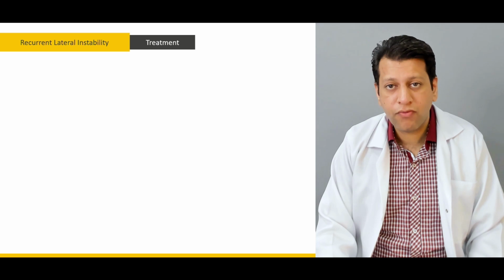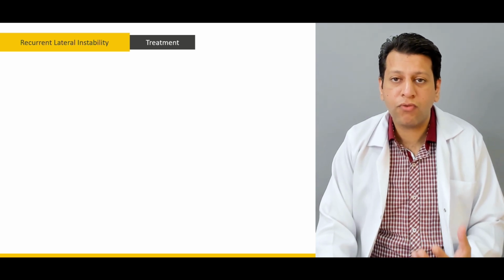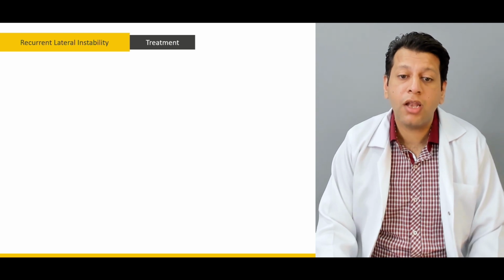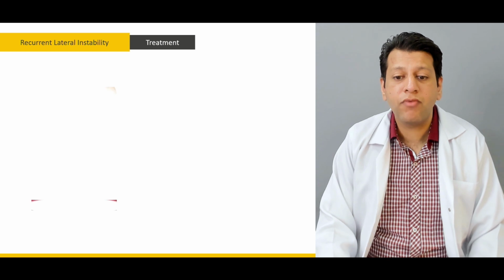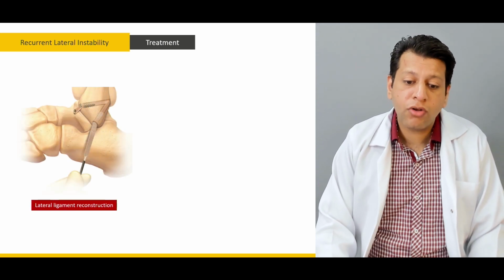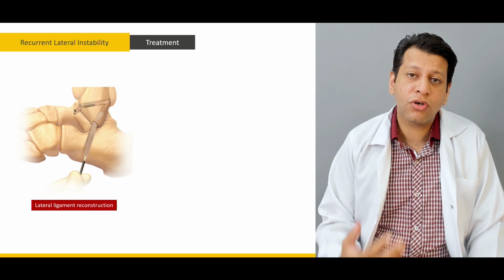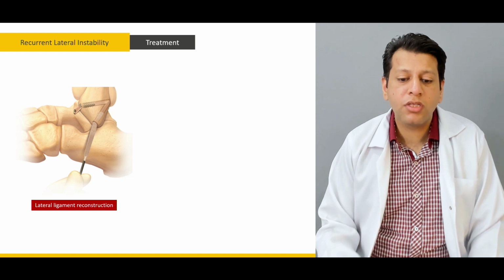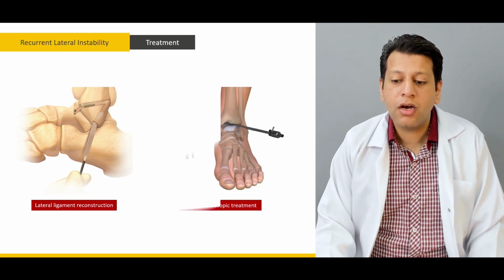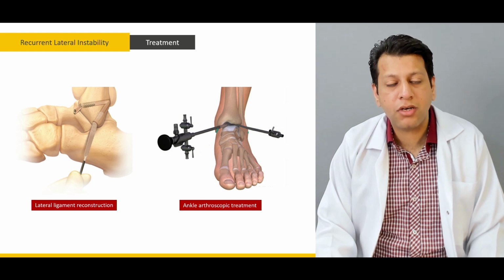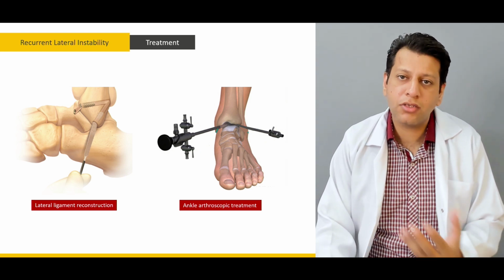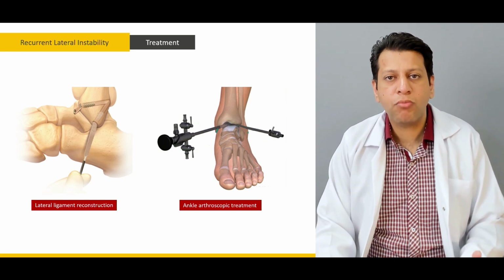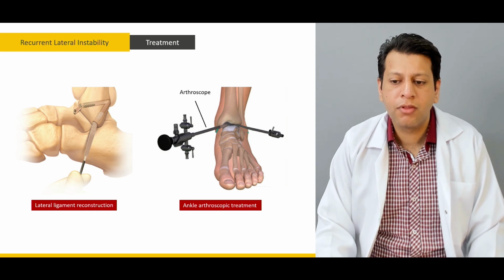If all these fail, or the orthotics or footwear or even the exercises are not sufficient and the patient still complains of recurrent lateral instability, then we may have to go for operative treatment. Now, operative treatment usually does not involve repair, because the ligaments are beyond the stage at which they can be repaired. Mostly they involve lateral ligament reconstruction or arthroscopic ankle reconstruction. Nowadays there is a trend towards arthroscopic reconstruction, but both open and arthroscopic reconstruction of the ligaments can be done.